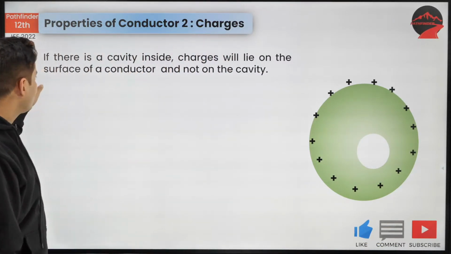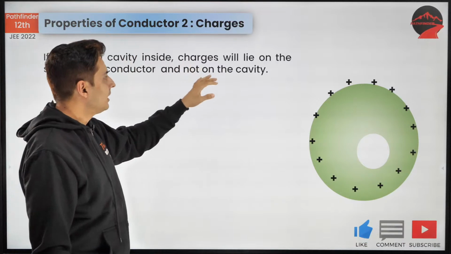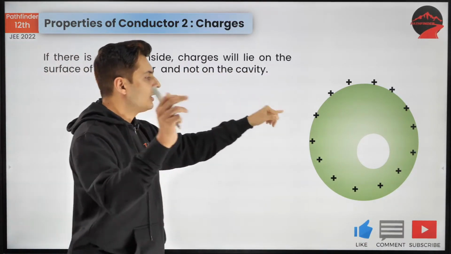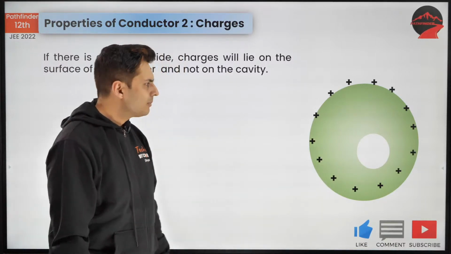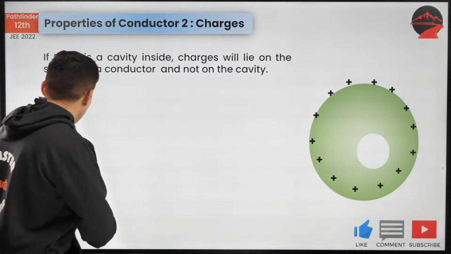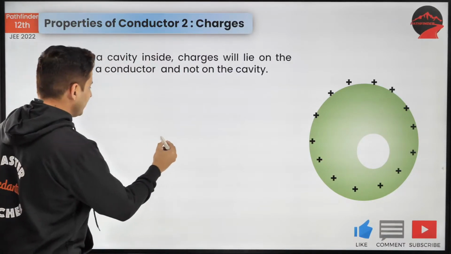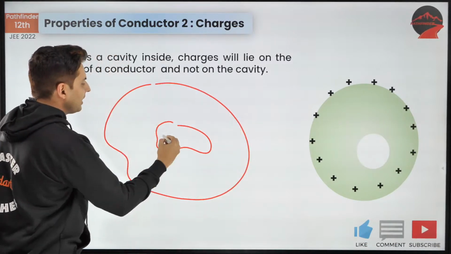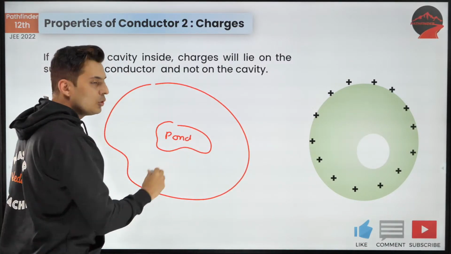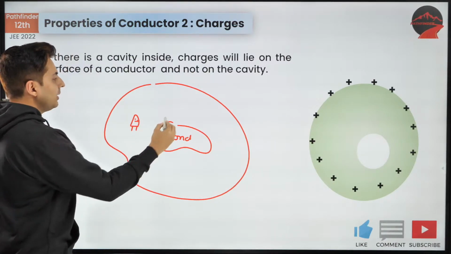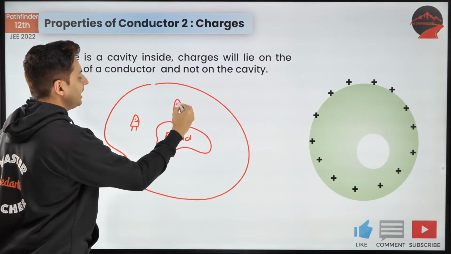Okay. Next is, if there is a cavity inside, then the charges will lie on the surface of the conductor and not in the cavity. This is also very simple. This is a hollow object. There is some cavity. Cavity means, think of it like this. Imagine, guys, there is a room, and there is a place where, let's say, there is a pond. No Pandu is allowed in the pond. You cannot enter inside. So what will all these Pandus do? Again, they hate each other.